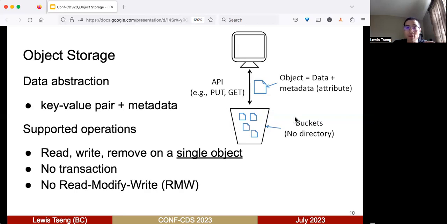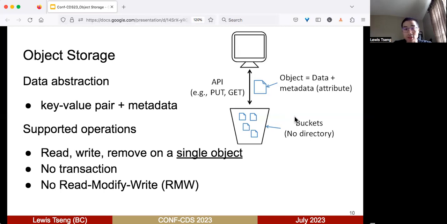So to summarize, what's the abstraction? It's a key-value pair. You have a key that specifies your data. The key is the name, and the value is the bytes, the data itself, plus the metadata, like a text description of your data. The supported operations are that you can read, write, or remove it, but only on a single object at a time. You don't do that in a batch.